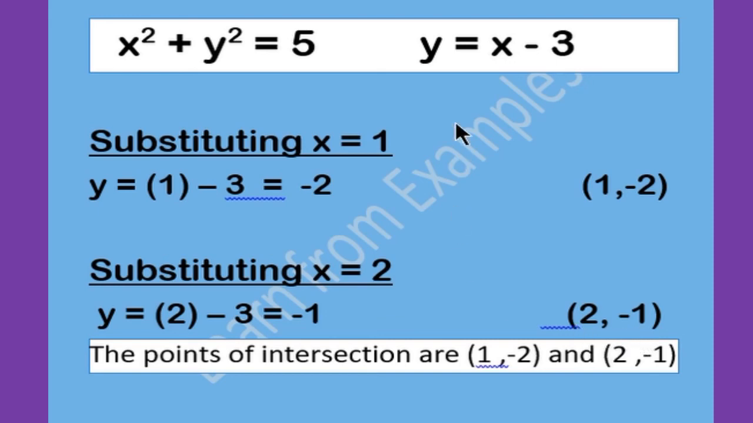So the points of intersection between this line and this circle are (1, -2) and (2, -1).